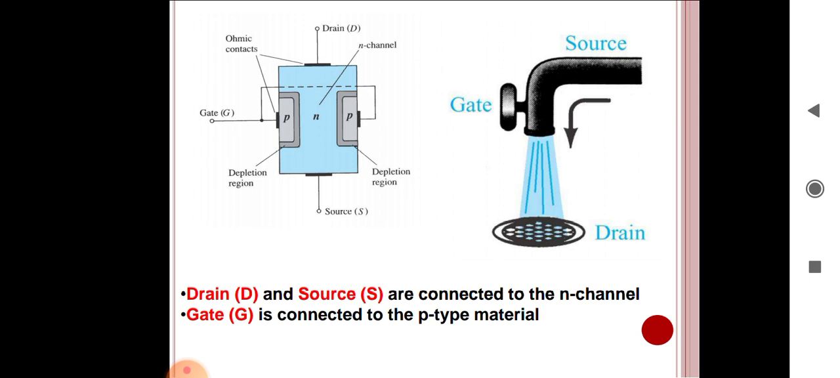Then electrical contacts are made to two ends of the bar. These are the two terminals, drain and source, as shown in the figure. Then on both sides of the n-type bar, heavily doped p regions have been formed by diffusion to create two p-n junctions. Both these p regions are connected together via ohmic contact and the gate terminal is brought out. The space between the junctions is called the channel and it is n-type material, hence it is called an n-channel JFET.